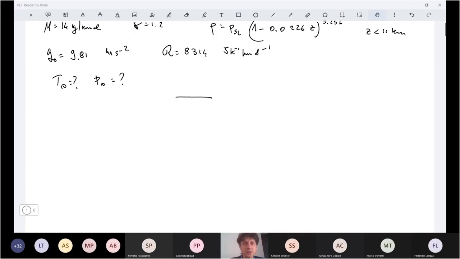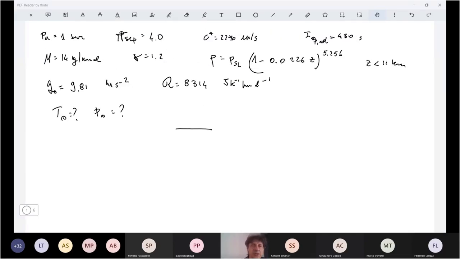Perhaps some of you did the exercise. I will show you now how to solve it, so let me leave the numbers visible. The first thing to say is that from these two quantities we can derive the exit pressure, which is of course PA over this pi, and it will be 0.25 bar.